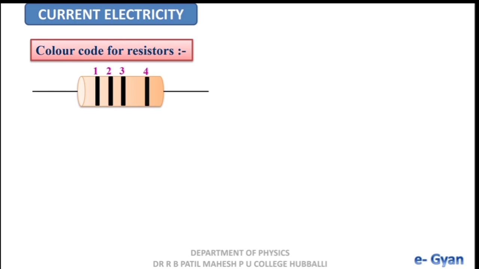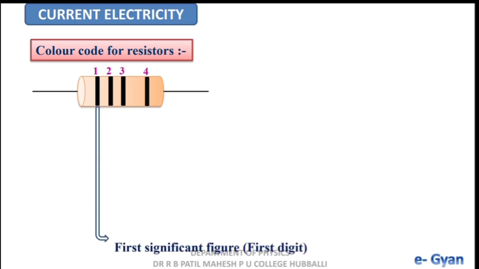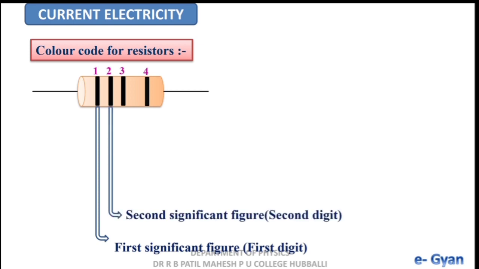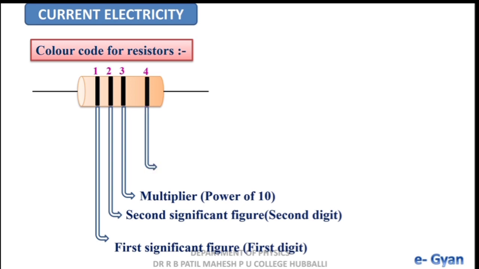We have a carbon resistor which is represented by color code, and there are 4 bands. First band indicates the first significant figure or first digit. Second band indicates the second significant figure or second digit. Third band indicates the multiplier or power of 10. Fourth band represents tolerance or error in percentage.